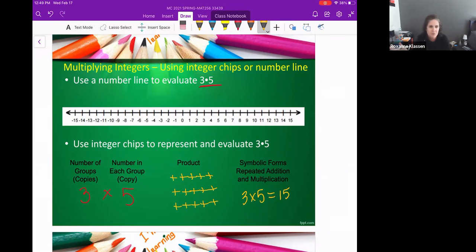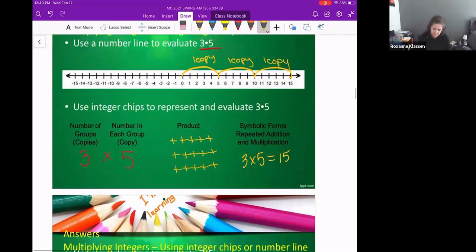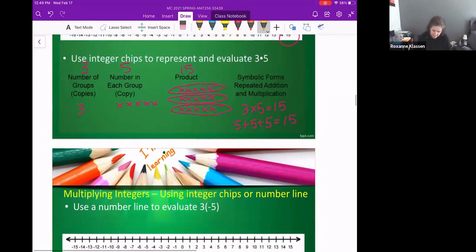Now that was a nice one because it was positive, right? And we could show it on a number line, 3 copies of 5. So there's 1 copy, 2 copies, 3 copies. That should be a flashback to what we've already done, right? Everybody with me? Okay. And I have that written here.